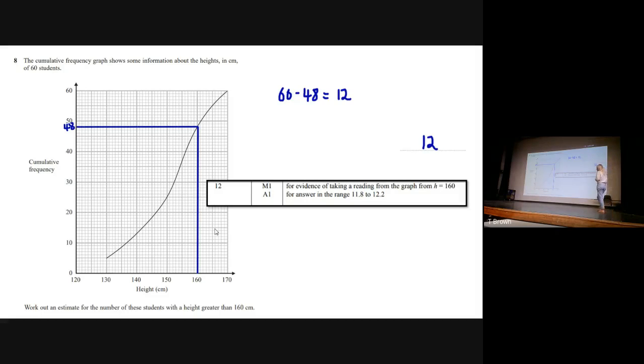Notice again, it's a 2-mark question. We've got a method mark. We are being expected to draw that on, okay? And that's going to get you 1 mark for method, for knowing what you're doing. They're talking about a height of 160. Go to height of 160. Go up, go across. Even if you've got that and you've got 48, you're still going to get that first mark for showing that method. Second mark for an answer between 11.8 and 12.2. And we said 12, so we're okay.